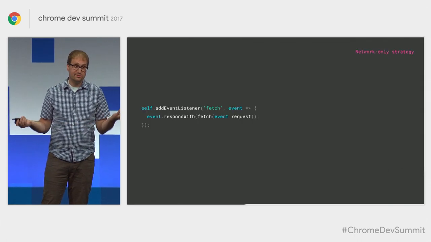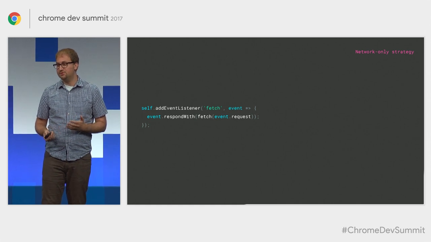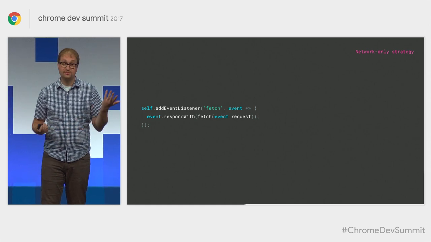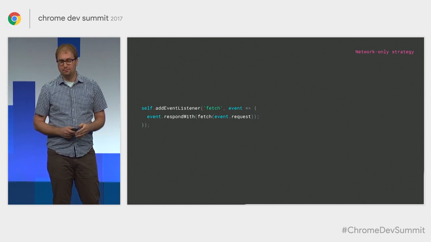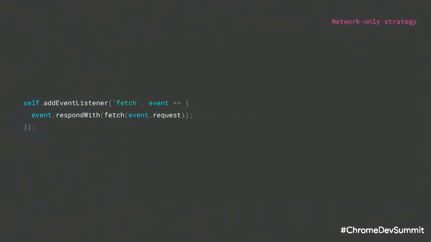OK, and what does a service worker that implements a network-only strategy look like? Well, it looks like this. It's event-based JavaScript code. And here what we're doing is just responding to our web app's fetch events by refetching that same request against the network and passing the response along through. But a network-only strategy isn't particularly useful if you want to build things. Let's turn to a more complex example.